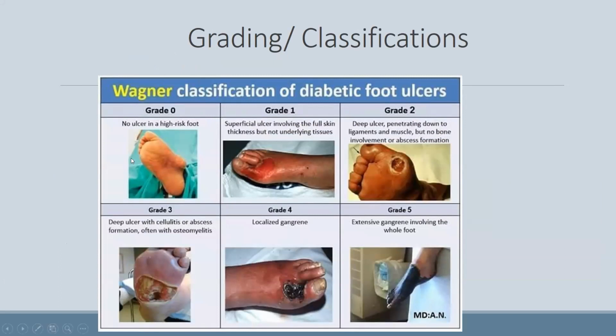You would see a grade 0 is a patient with a diabetic foot but with no sepsis, and it will go from grade 1, a superficially infected wound, to a deeper wound, and then to grade 3 where you have now a deep ulcer with plus minus an abscess or even osteomyelitis. And grade 4 and 5 is now severe infection with associated gangrene, either minor gangrene or extensive gangrene.